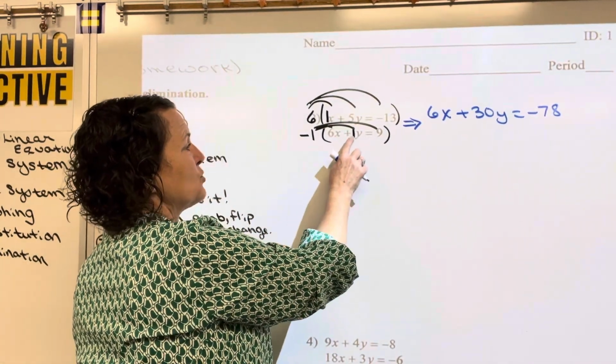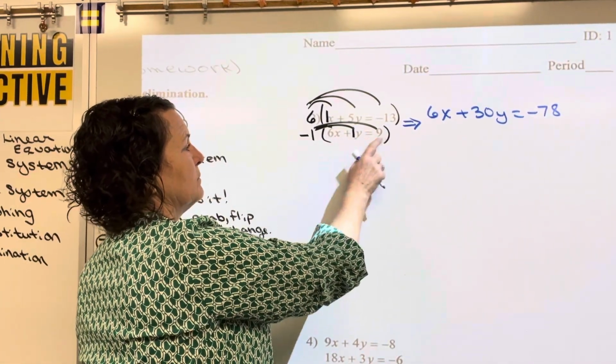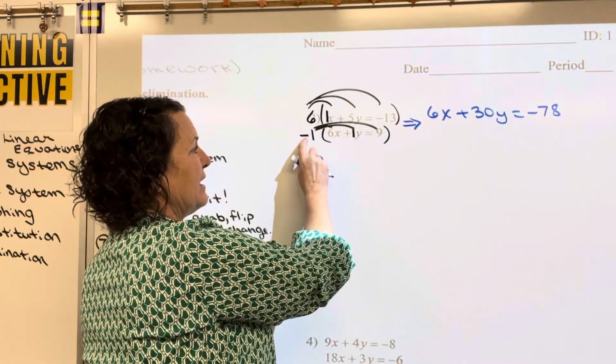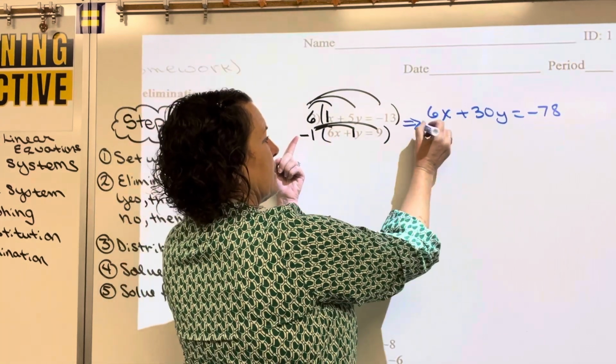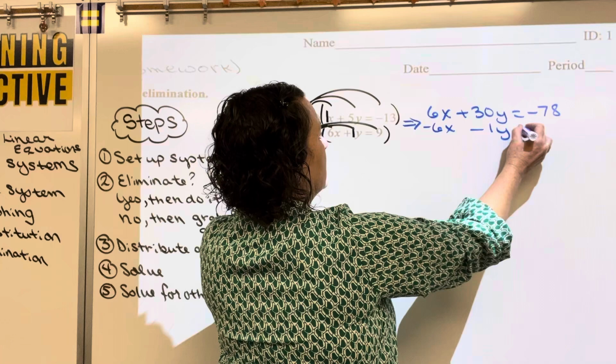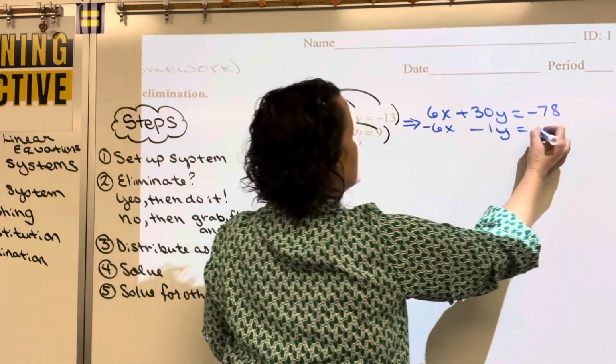Remember, anything times 1 is not going to change the problem. So 1 times 6 is 6. 1 times 1 is 1. 1 times 9 is 9. It's the negative. Negative 6x. Negative 1y. And negative 9.